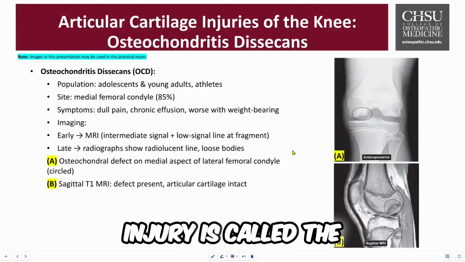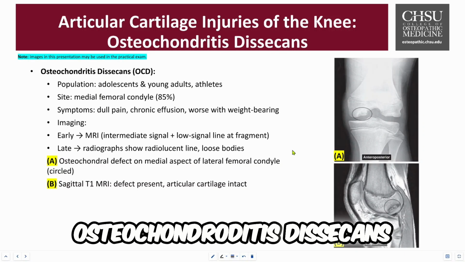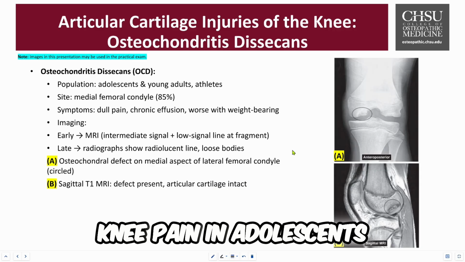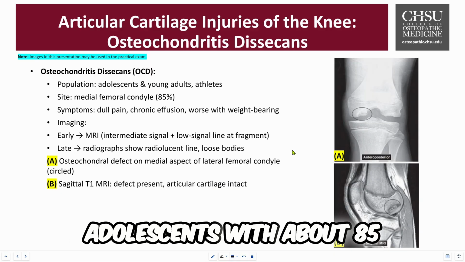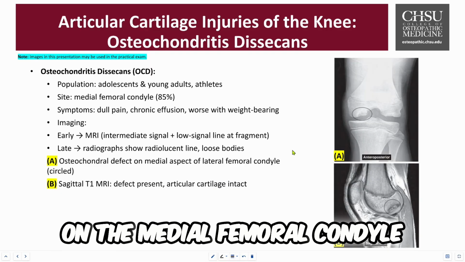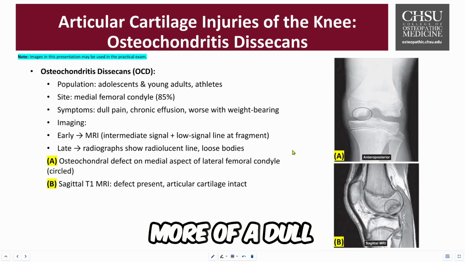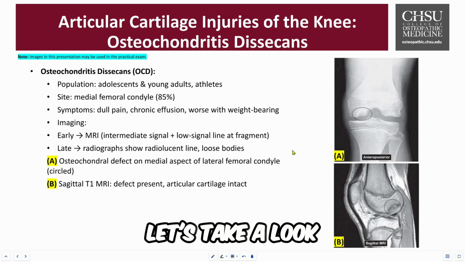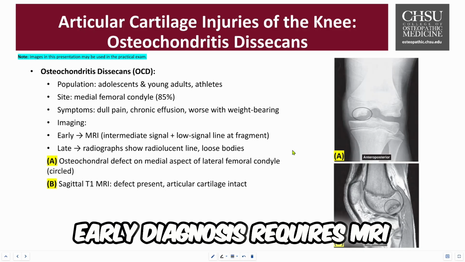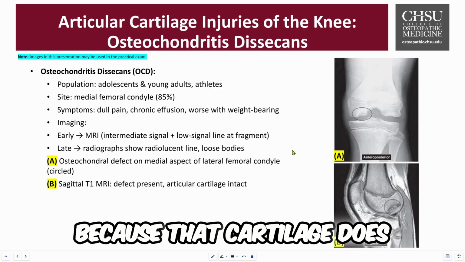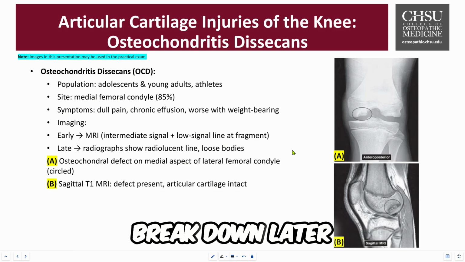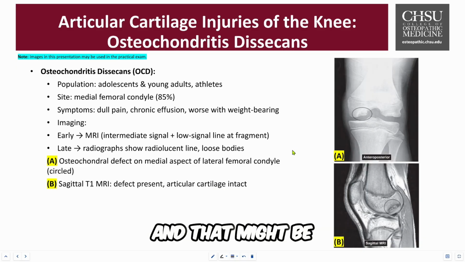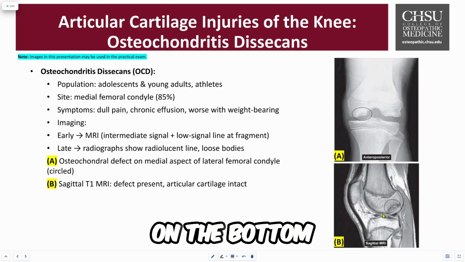The first kind of injury is called osteochondritis dissecans, OCD, and this one details a specific cause of knee pain in adolescents. OCD is a condition that primarily affects adolescents, with about 85% of cases occurring on the medial femoral condyle, and patients simply have more of a dull pain and a chronic effusion that worsens with activity. Over here, let's take a look at some imaging. Early diagnosis requires MRI to see this fragment because that cartilage does break down later. Radiographs can also show a radiolucent line or loose bodies in the joint, and that might be kind of a start. So on the top we have the x-ray, on the bottom we have MRI.